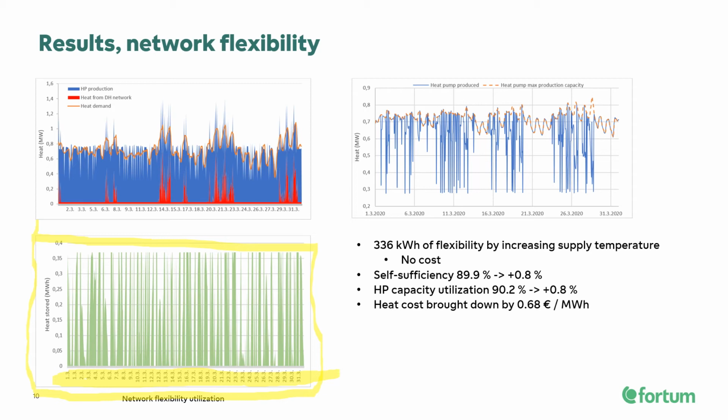As we can see in the curve, the self-sufficiency was increased only by 0.8%, as well as the heat pump capacity utilization. And the heat costs were brought down by 0.68 euros per produced megawatt hour of heat.